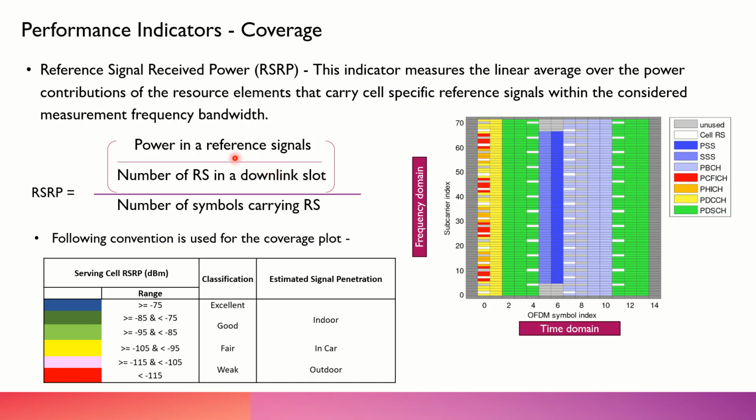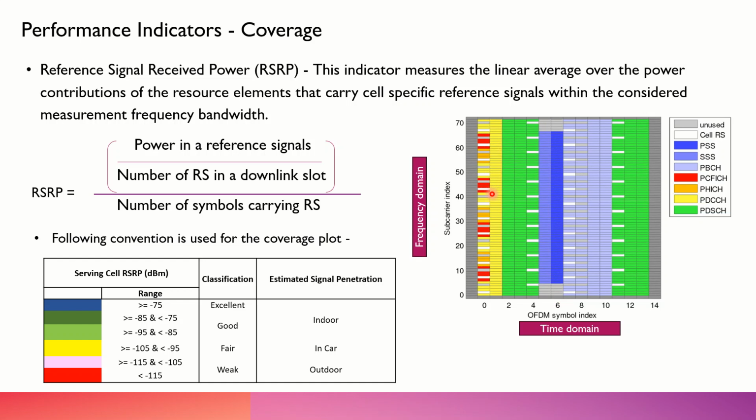Now, this is the formula we normally use. That's what we are talking about. Whatever power is received at the receiver end in the reference signals, we take an average across all the different reference signals within all slots. One slot here ranges from 0 to 6, so these are 7 OFDM symbols, and we have 24 reference signals.